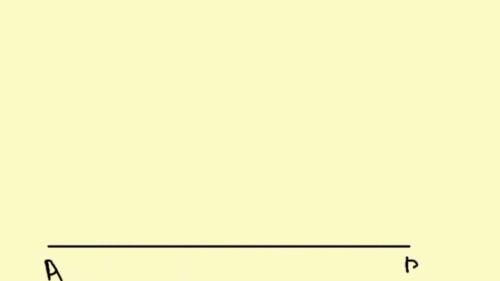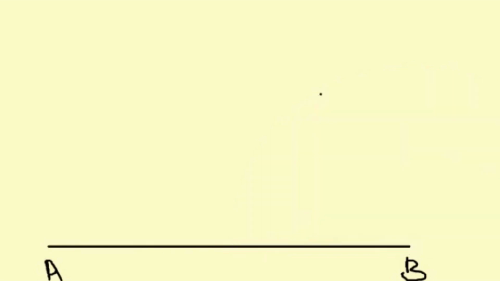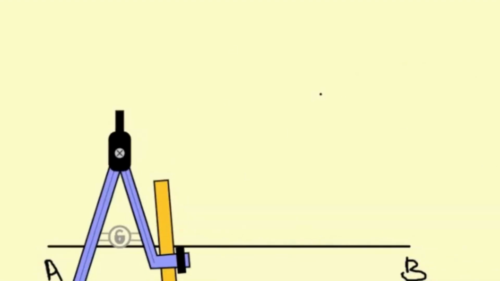Next, we are going to indicate angle ABC, which is 60 degrees. So using the protractor, we place it at B, which is the center of angle ABC, and measure 60 degrees, which is just a dot there.